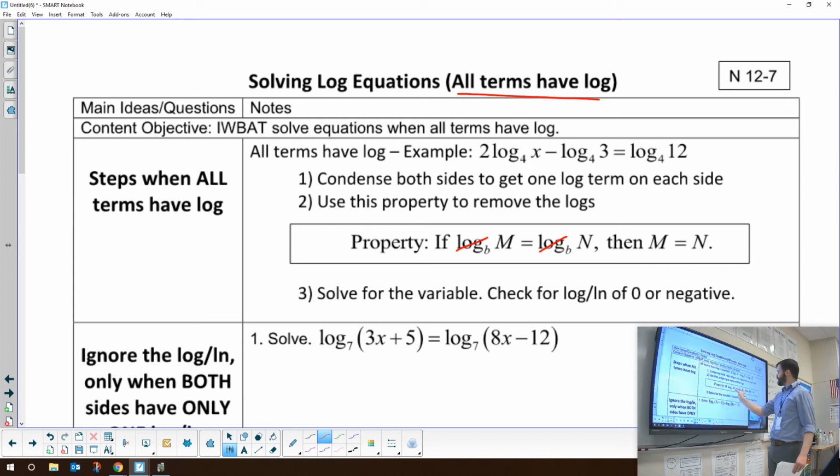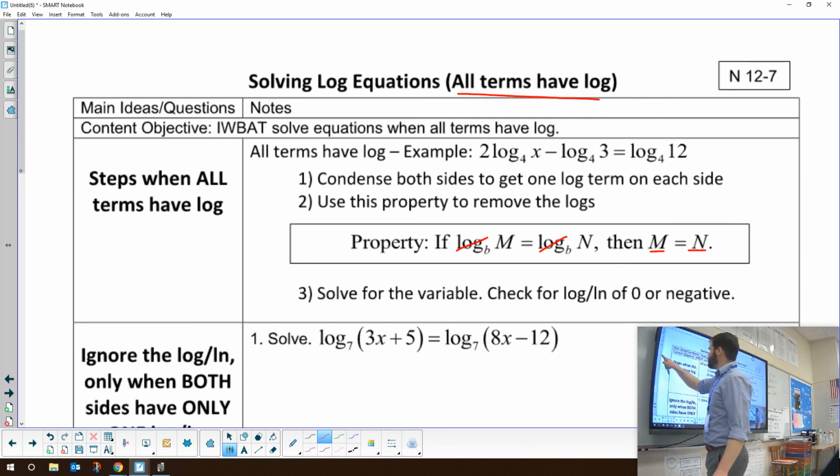If I have one log on this side, one log on the other side, cancel them out, and then we just get our numbers are equal to each other. The reason this works is because, think about it, if you have log of one number equals log of a variable, these two things have to be the same number because we're taking the same type of logarithm of both of them. So we can just take the logs away and set the numbers equal to each other.